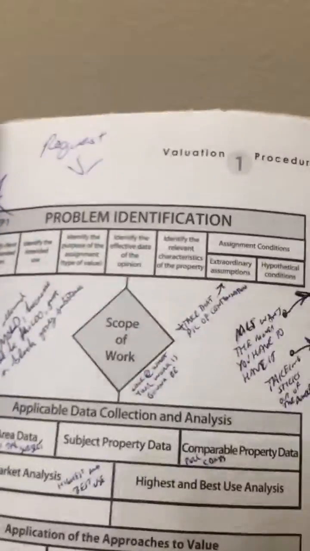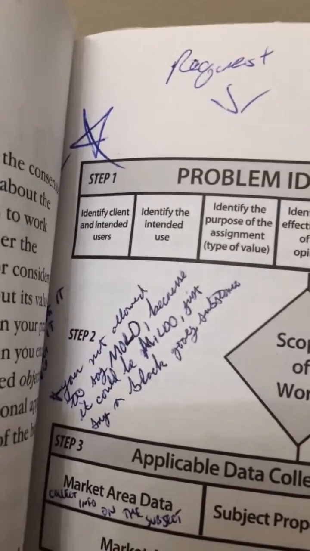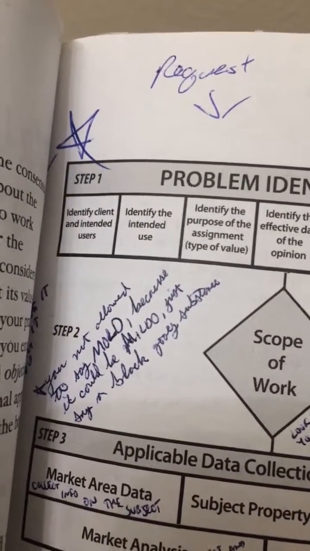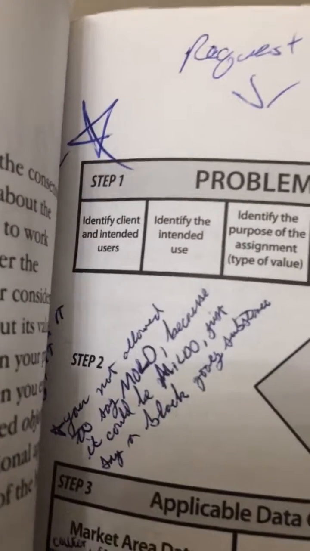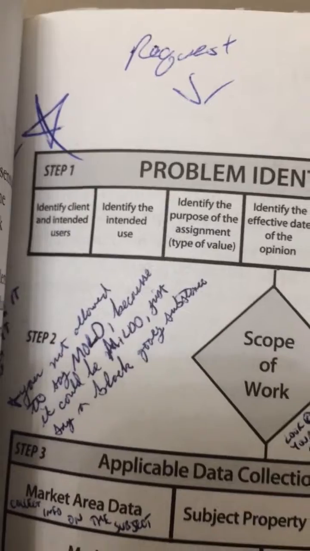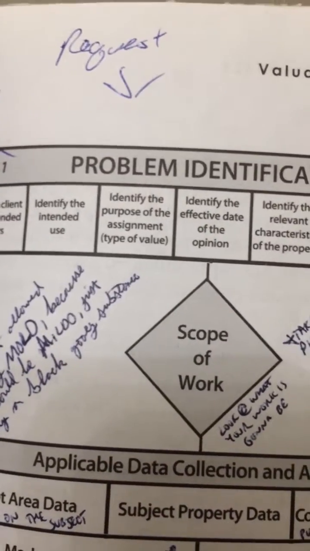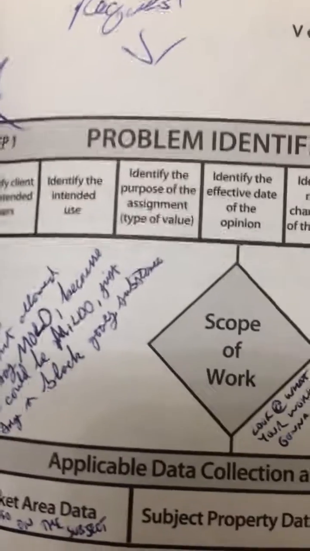Basic appraisal procedures, page 3. Problem identification, step number 1. Identify the client and intended users. Then, identify the intended use. Then, identify the purpose of the assignment.